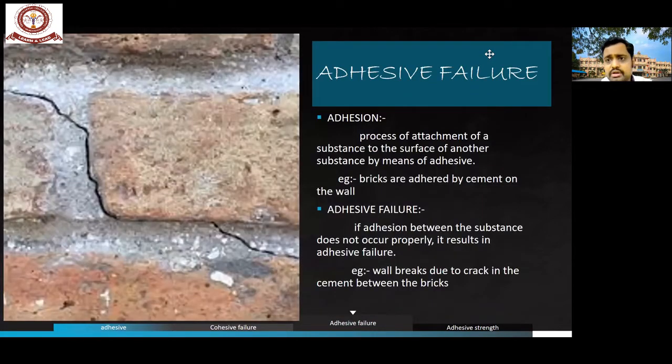Then what is adhesive failure? As I already mentioned, adhesion is the process of attachment of a substance to the surface of another substance by means of an adhesive. So in adhesive failure, the substance does not adhere properly, there is a problem between the adhesive and the adherent. An example is a wall that breaks due to a crack in the cement between the bricks. A crack in the adhesive, that is called adhesive failure.